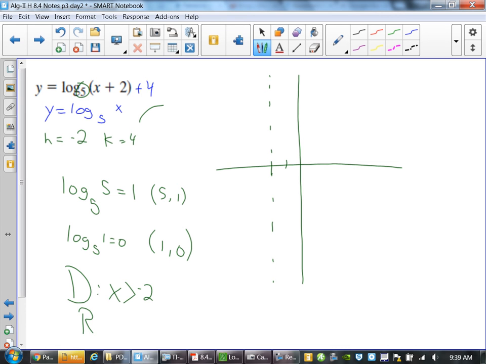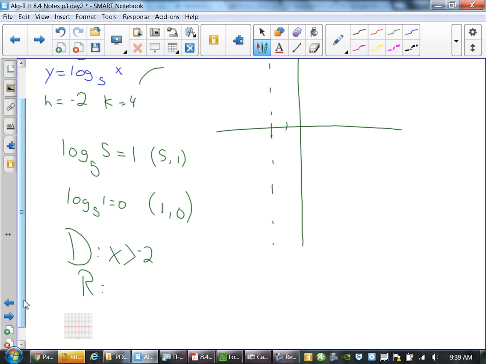Your range, will there be restrictions on range? Your range will give you all real. Okay? Your range is going to give you all reals because there's no horizontal asymptote that stops you. There's no ceiling, there's no floor. That's different with exponential functions. You had ceilings and floors. Okay? These are just a little bit different.